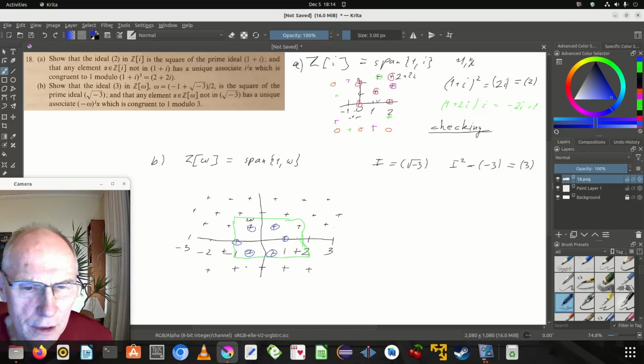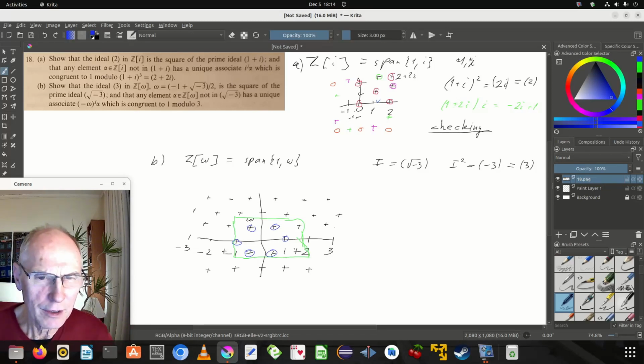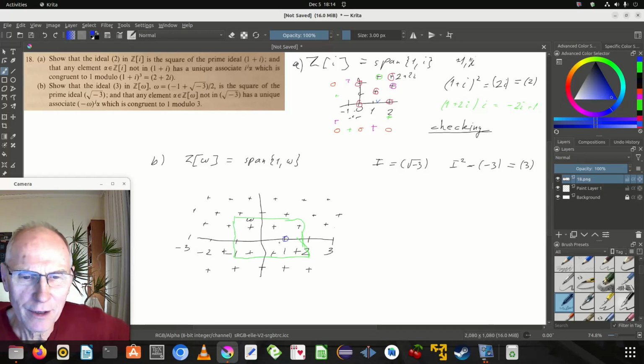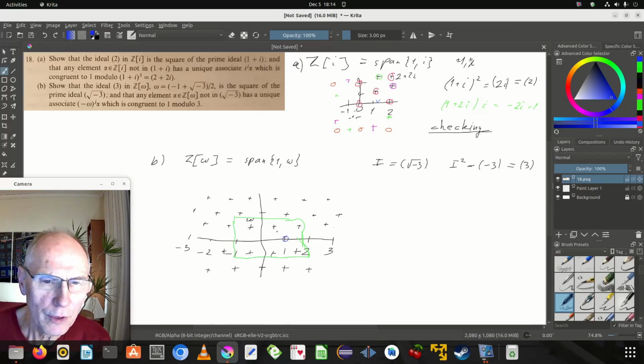Oh, they are the associates. Now, that was silly, because we need to show that they each have an associate which is congruent to 1 modulo 3. And they may not all lie here, of course. 1 modulo 3, there we have a guy up here. We have a guy here. And 1, 2, 3, so we have a guy here. Omega squared here.